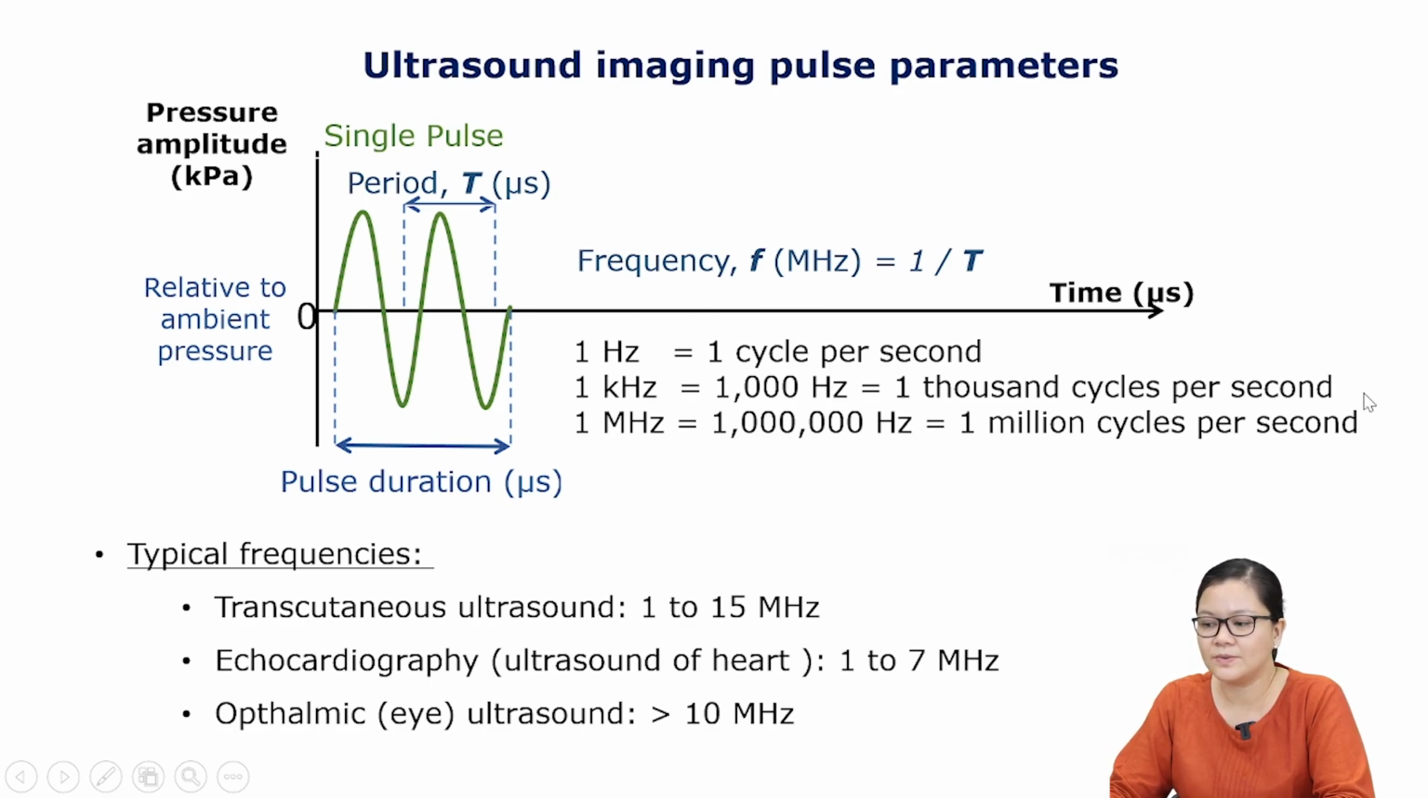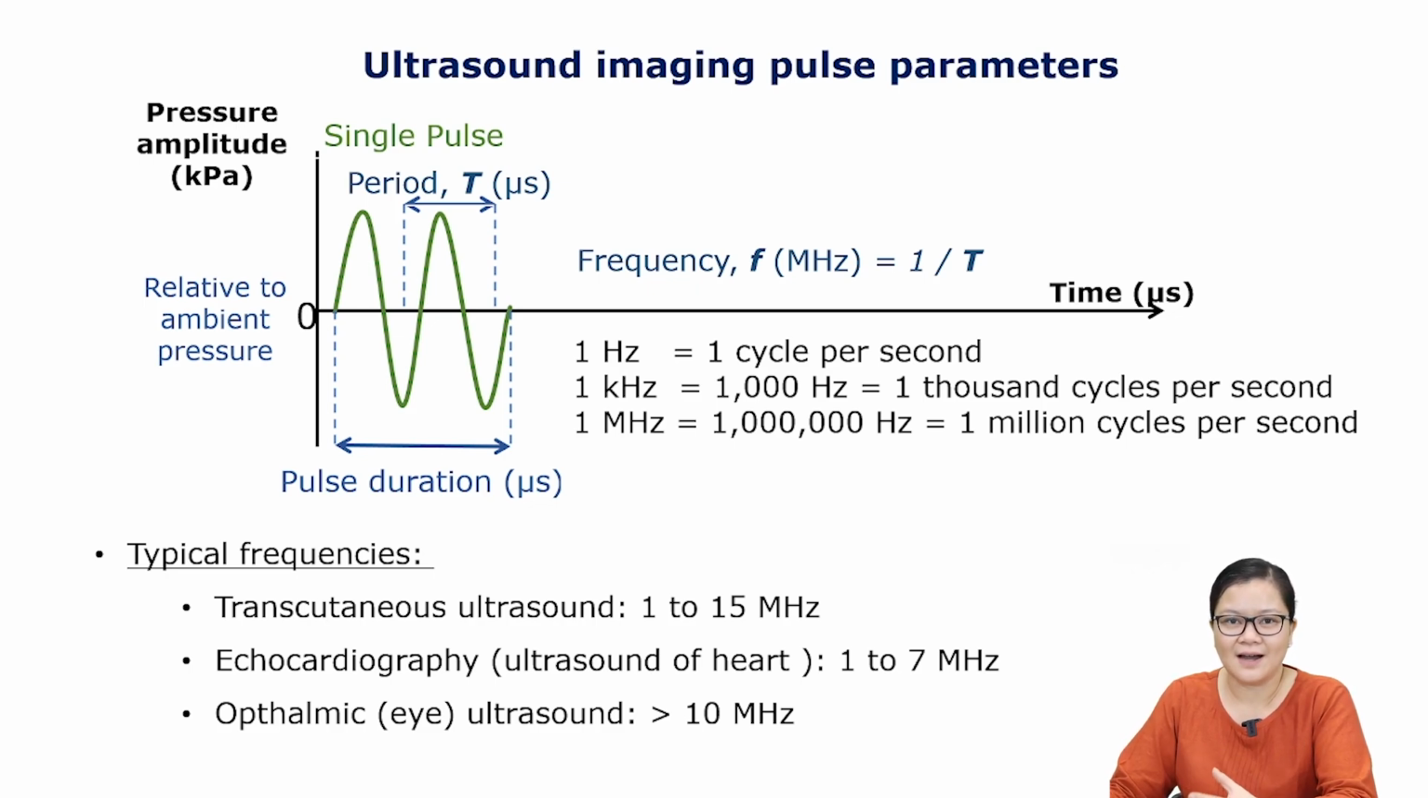So just looking into the units of frequencies that are used. You know that 1 hertz is 1 cycle per second, 1 kilohertz is 1,000 cycles per second. In ultrasound imaging, we use over 1 megahertz, which is about 1,000,000 cycles per second. And in typical clinical applications such as transcutaneous ultrasound, where you're imaging through the skin and imaging organs inside the body, typically we use about 1 to 15 megahertz. When we talk about imaging the heart, echocardiography, which is widely used in the clinic today, about 1 to 7 megahertz is used.